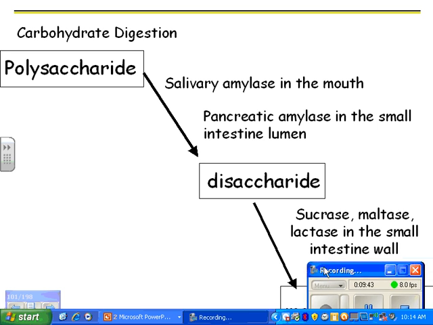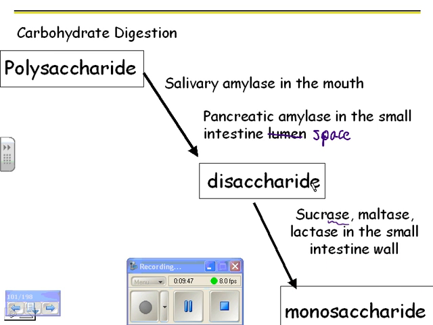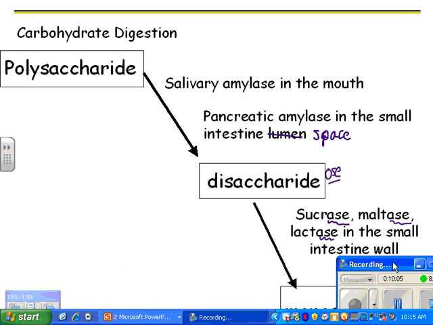Disaccharides are broken down into monosaccharides by enzymes, specific enzymes. So sucrase will break down the disaccharide sucrose. Maltase will break down the disaccharide maltose. Lactase will break down the sugar, or the disaccharide, lactose. So OSE is for the sugar, ASE is for the enzyme, and that happens in the small intestine.